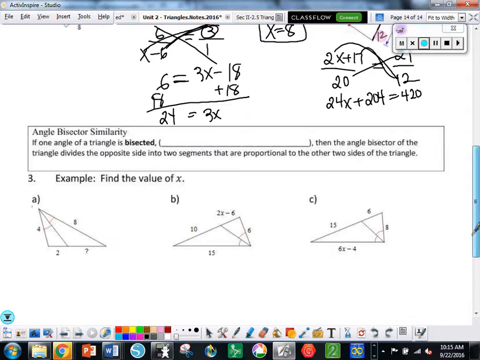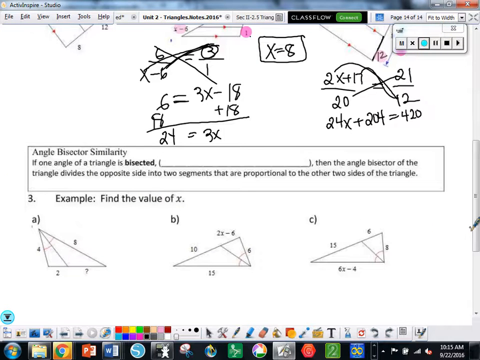And then could you solve it from there? Are we good? Subtract the 204, yep. You get 24x equals 206, divided by 24. My brain is not on math notes today.